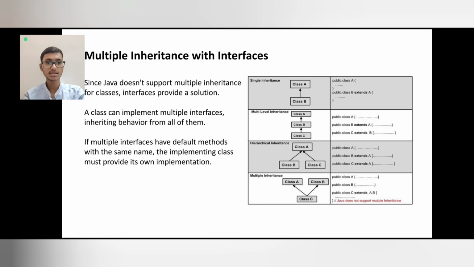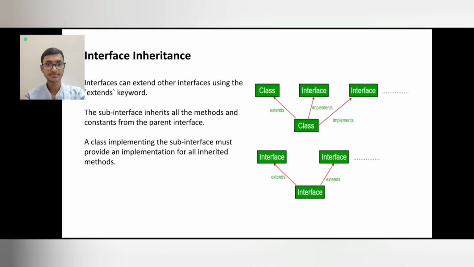So here are the types of inheritance with interfaces. You can see single inheritance, multi-level inheritance, hierarchical inheritance, and multiple inheritance. All this can be done with interfaces because Java doesn't support multiple inheritance for classes. This can all be overcome with the help of interfaces.